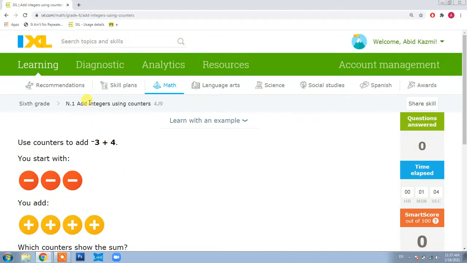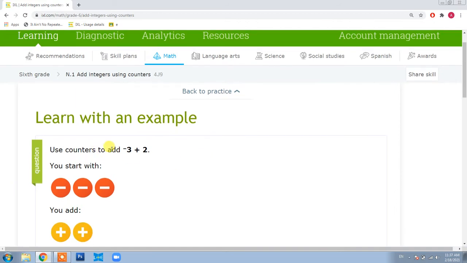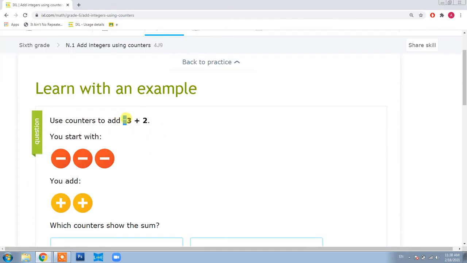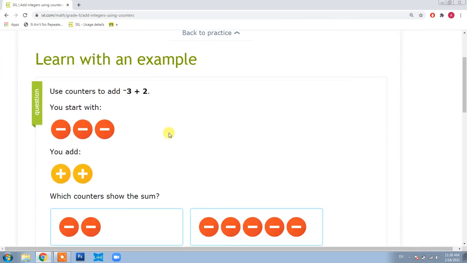Let's learn addition of integers using counters. Let's open this example so that we can understand this concept first. Okay, use counters to add -3 plus +2. We are supposed to add -3 with +2. How can we do this using the counters?